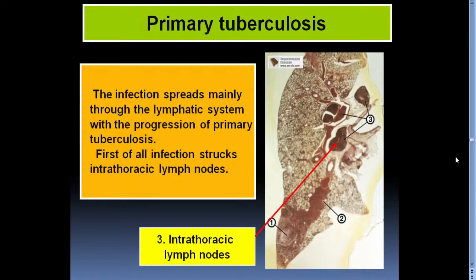The infection spreads mainly through the lymphatic system with the progression of primary tuberculosis. First of all, infection strikes intrathoracic lymph nodes. On this preparation, you can see intrathoracic lymph nodes affected. Lymph nodes.